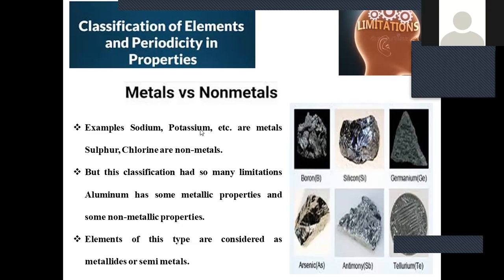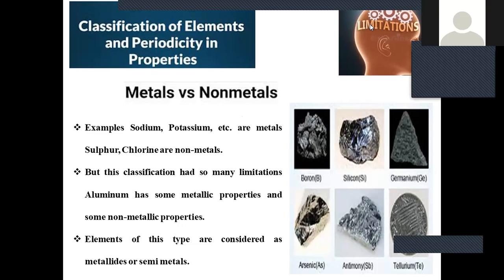When sodium, potassium are considered, these are the first group elements in the periodic table. These are called metals. Non-metal examples are sulfur, chlorine. Sulfur, chlorine are non-metals in nature. So this is the classification. But if you classify metals and non-metals, it is not completely classified. Complete information is not given.